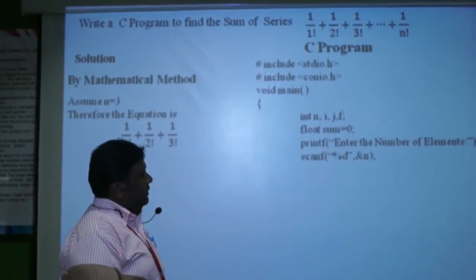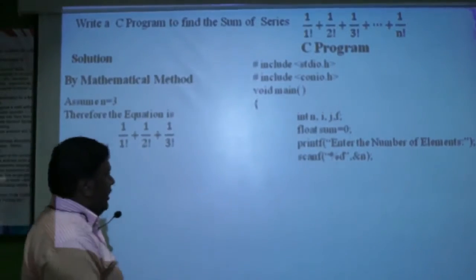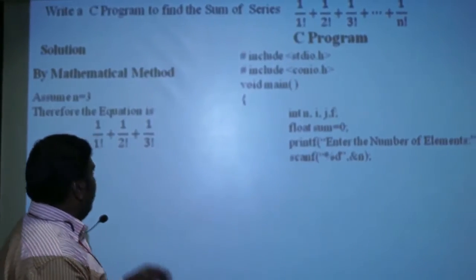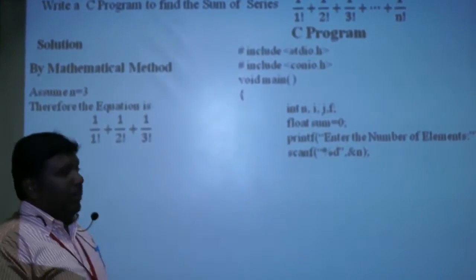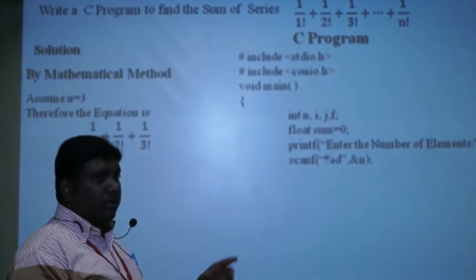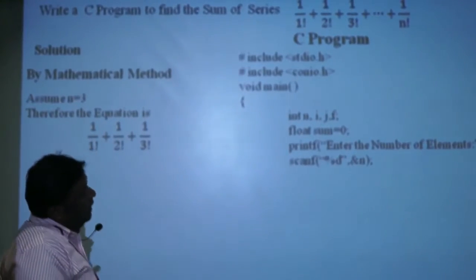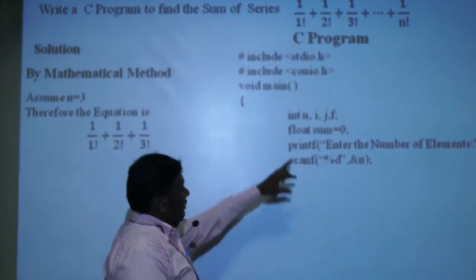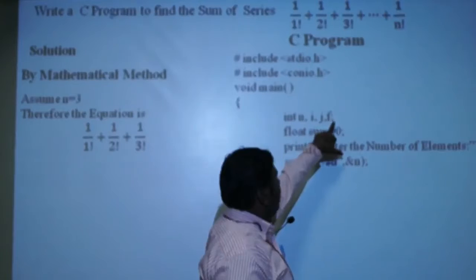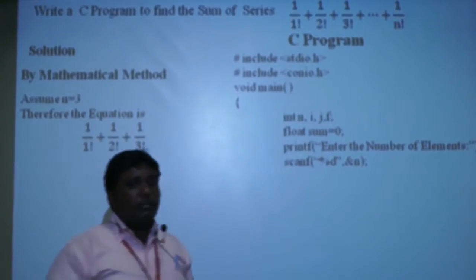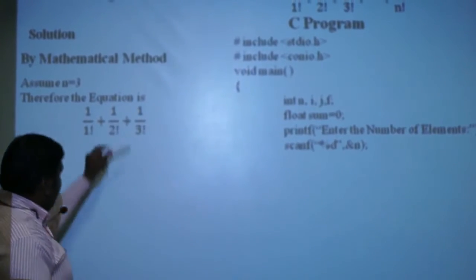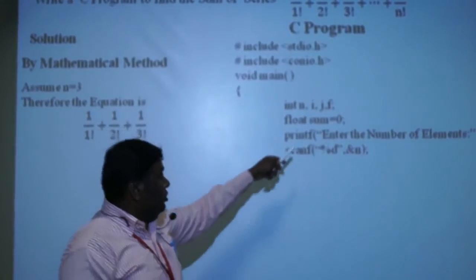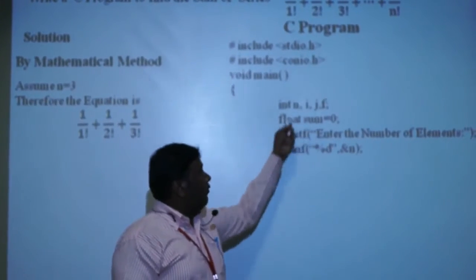So the respective requirement for the C program is the basic setup. I am declaring a variable n to read the number of elements, i and j to process the elements, i for the number of elements, j for calculating the factorial, f to store the value of the factorial, and sum to store the final output. I have declared sum as float and the rest of the variables as integer. The reason is that since I am using a division operation in my series, the answer may come in decimal point, so I declared sum as a float variable.